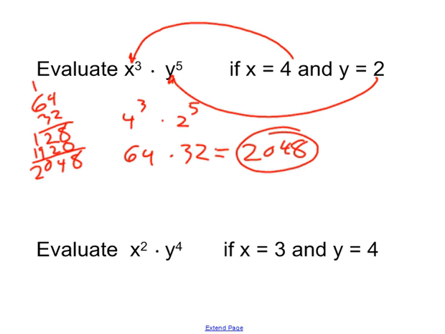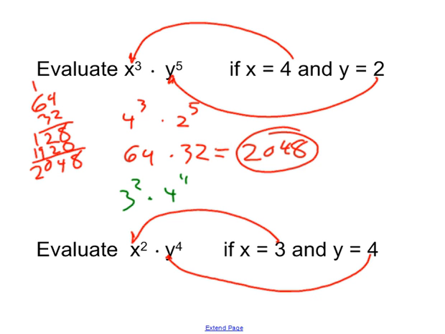I'm going to do the same thing here. I'm going to plug 3 in for the x and 4 in for the y. So I'm going to get 3 squared times 4 to the 4th power. 3 squared is, of course, 9, times 4 to the 4th power is 256.